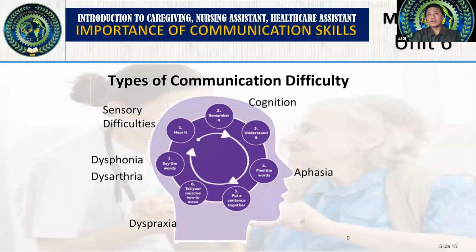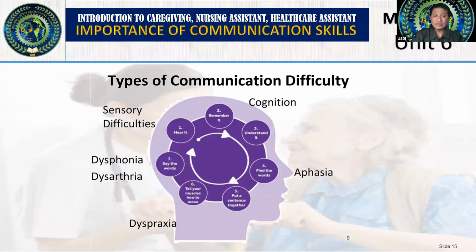So may mga tinatawag na communication difficulty. Ano ba yung communication difficulty? Ano nagpapahirap sa communication? Cognition, yung pag-intindi. Aphasia, dyspraxia, dysphonia. Itong apat na ito, like dysphonia, dysarthria, dyspraxia, and aphasia, actually, ito yung mga iba't ibang klase ng disorders, no? It can be inborn, it can be acquired ng isang tao kung bakit siya ganito magsalita.